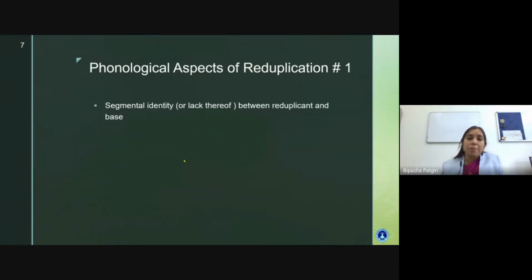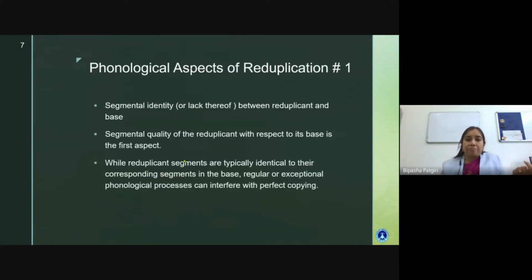Now, to talk about the segmental identity between reduplicant and base, while reduplicant segments are typically identical to their corresponding segments in the base, regular or exceptional phonological processes can interfere with perfect copying. So, in certain languages, other phonological processes can also play a role in determining whether there will be a perfect copying of the base to the reduplicant, or there is some kind of disjunction in regards to the copying mechanism.